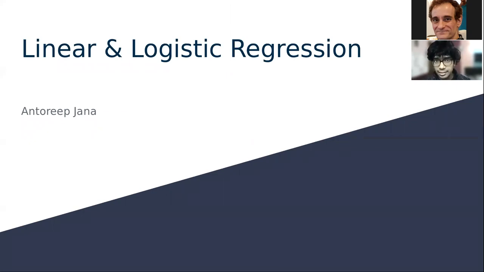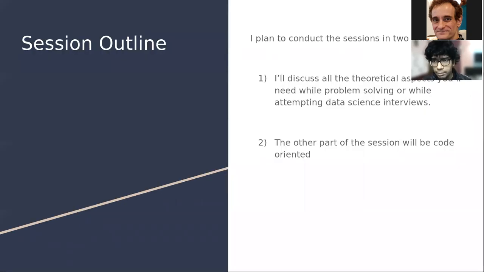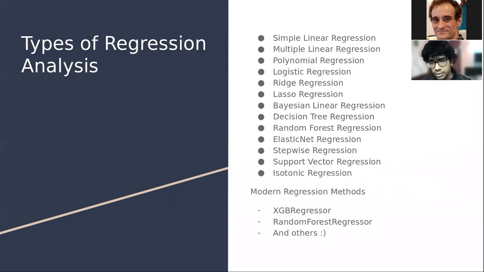Linear regression is pretty vast. If you have to study linear regression, there's no end to it. There's literally no end to linear regression if you have to study in depth. But let's try to wrap it up in the next 40-50 minutes to the extent we can. So these are all the types of regression analysis. We have simple, multinomial, polynomial, logistic, ridge, lasso, Bayesian, decision tree, RF.